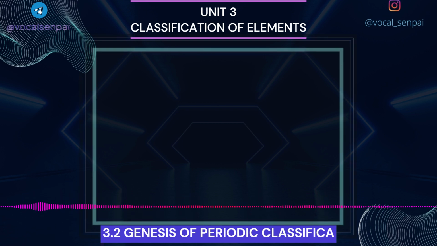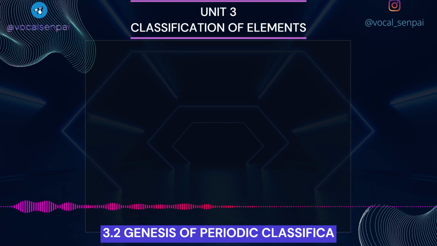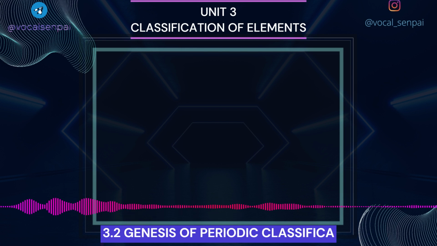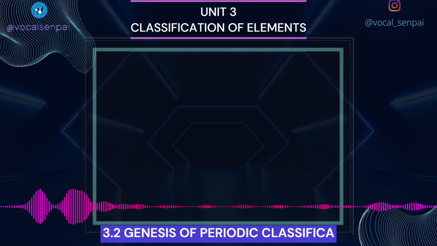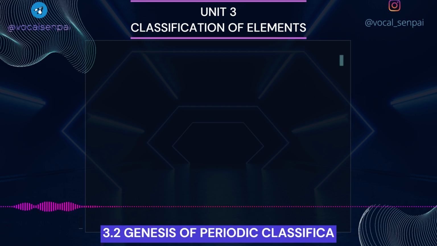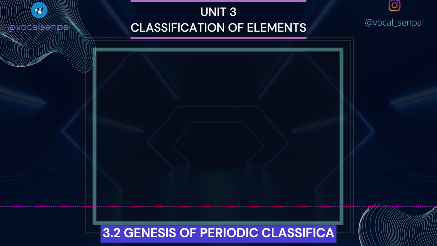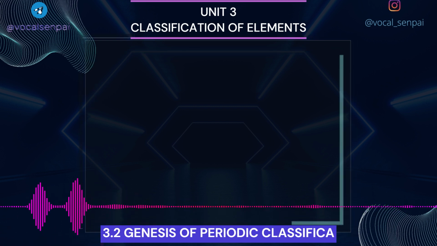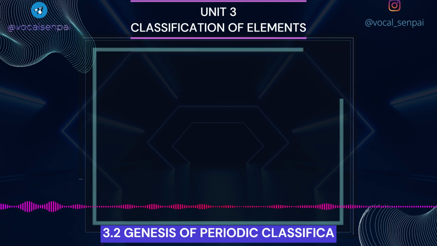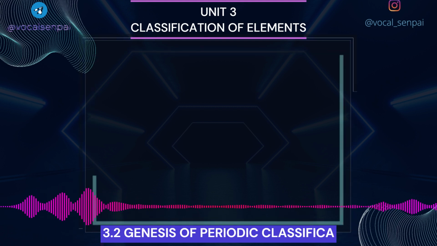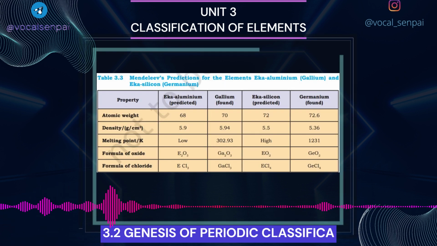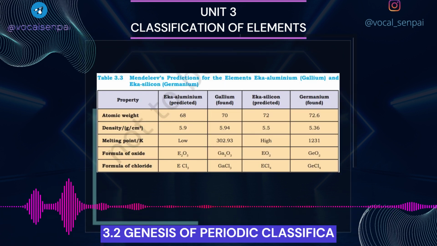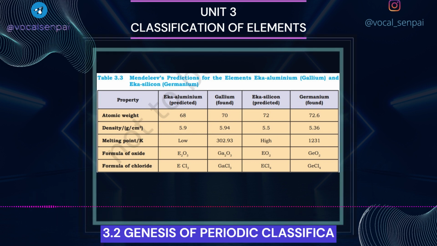At the same time, keeping his primary aim of arranging the elements of similar properties in the same group, he proposed that some of the elements were still undiscovered and, therefore, left several gaps in the table. For example, both gallium and germanium were unknown at the time Mendeleev published his periodic table. He left a gap under aluminium and a gap under silicon, and called these elements eka-aluminium and eka-silicon.